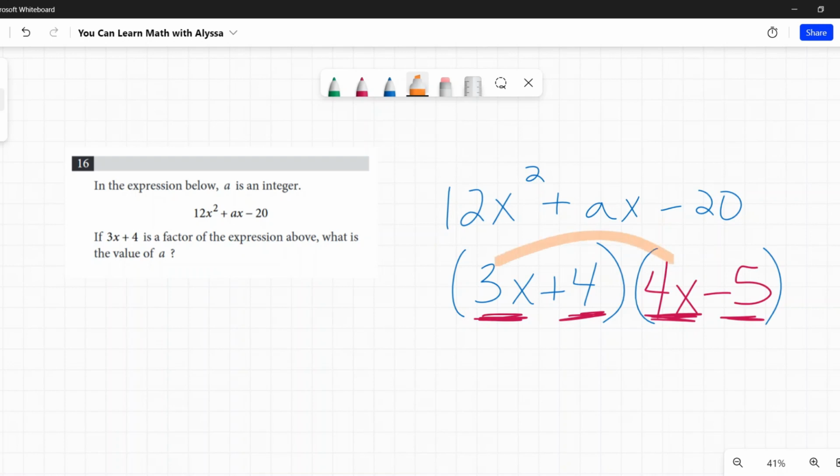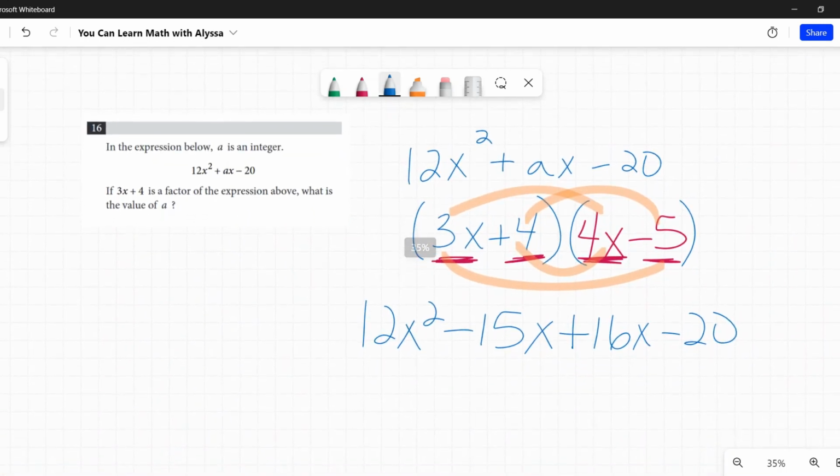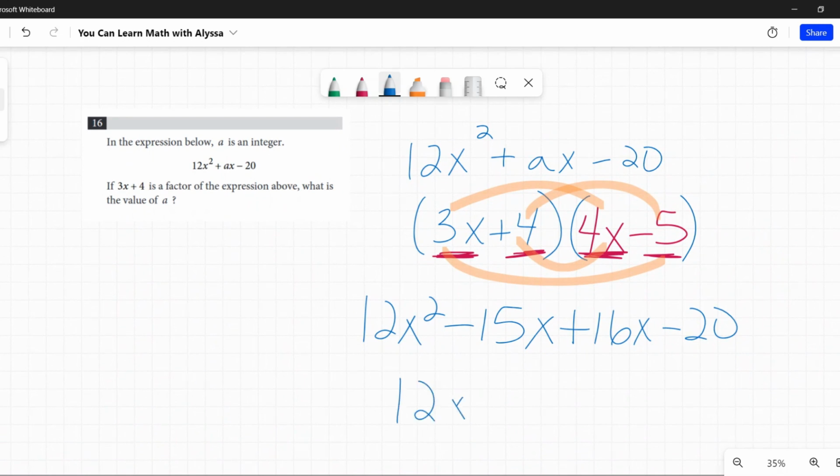All right, so first 3x times 4x, I better get 12x squared, and I do, that's good. Then our outside terms, 3x times negative 5 is negative 15x. Then our inside terms, 4 times 4 is a positive 16. And then finally, last, 4 times negative 5 is negative 20. Now I'm going to combine like terms to simplify. 12x squared stays the same. Negative 15x plus 16x is just 1x, negative 15 plus 16 being 1.